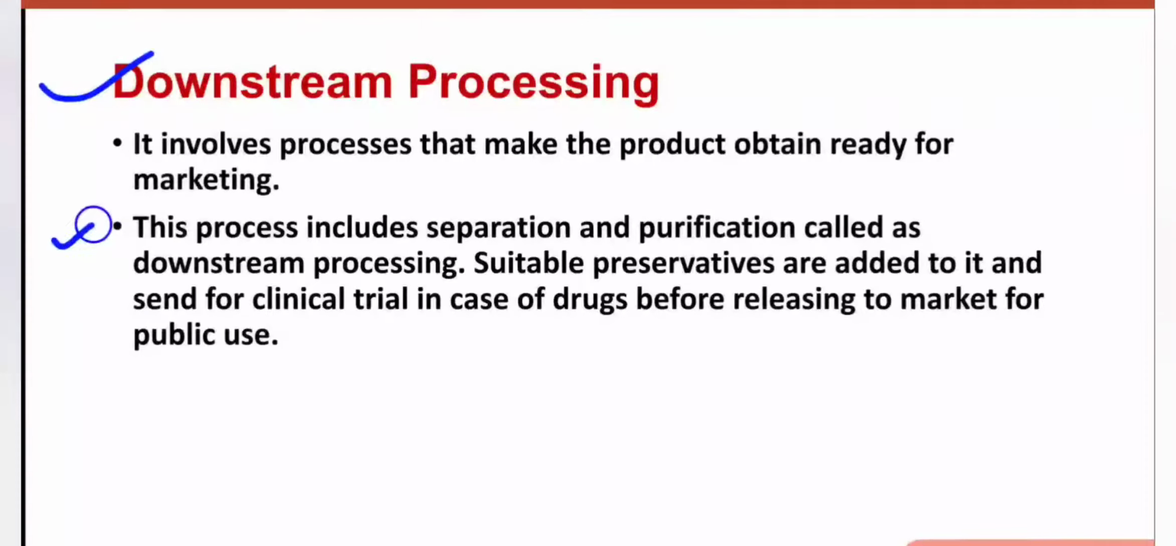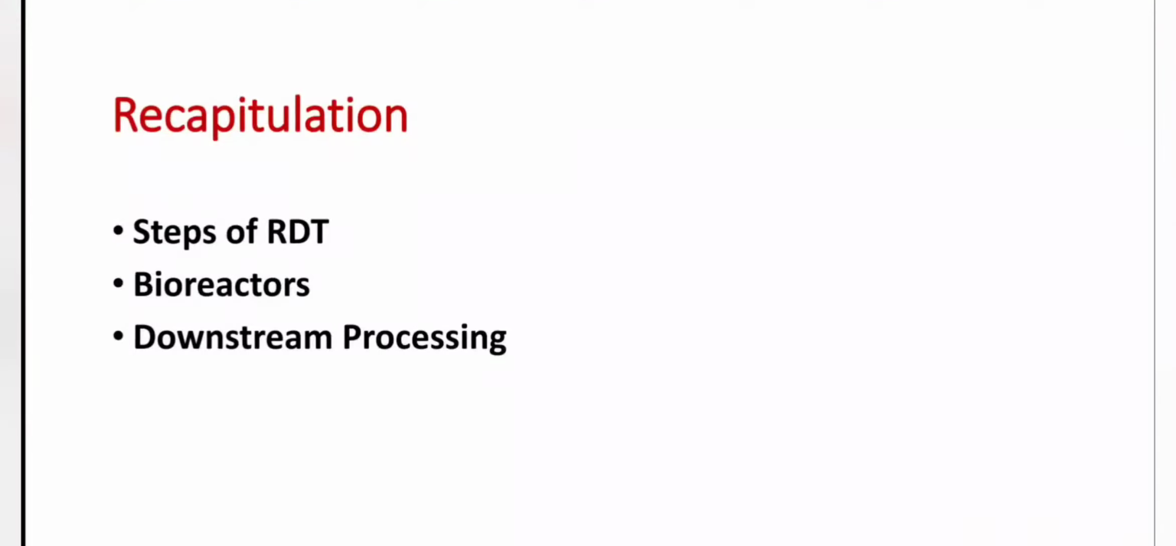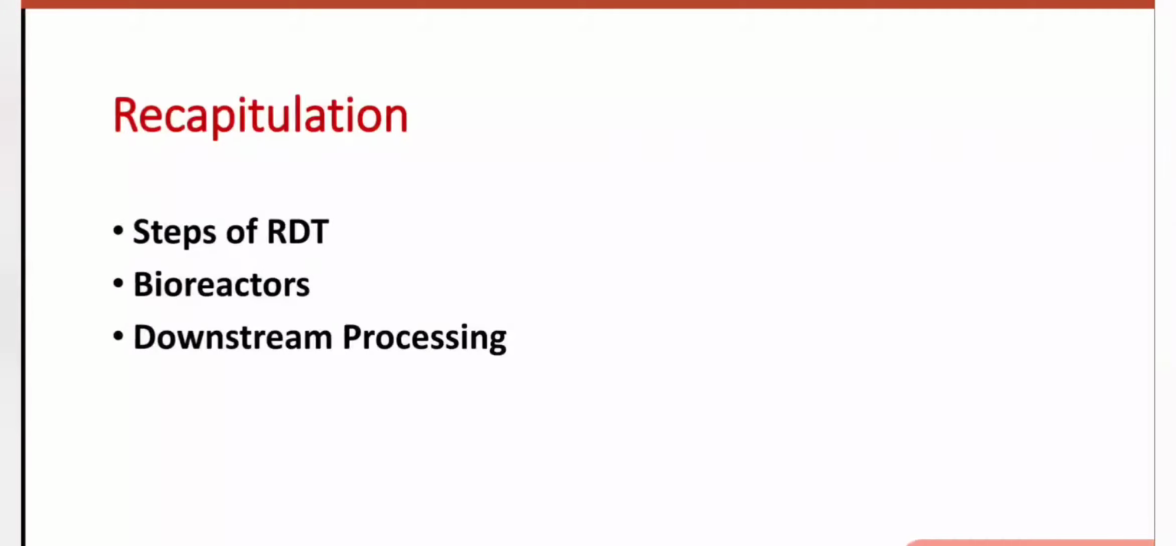इसमें हम क्या करते हैं, सेपरेशन, प्योरिफिकेशन ऑफ द कंटेंट्स, कुछ सुटेबल प्रिजर्वेटिव्स ऐड करते हैं, देन वी विल सेंड इट फॉर द क्लिनिकल ट्रायल्स. और ट्रायल्स होने के बाद जब हमें लगता है कि हाँ येस दिस प्रोडक्ट इज good, then we will release it to the market for the public use. That's all for this chapter.